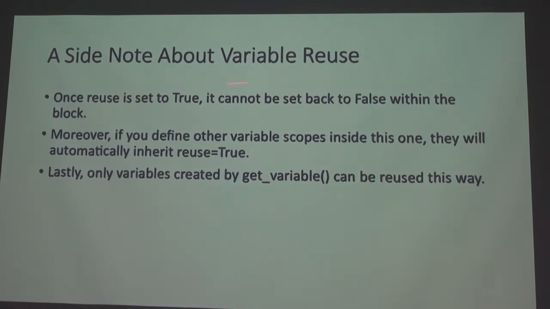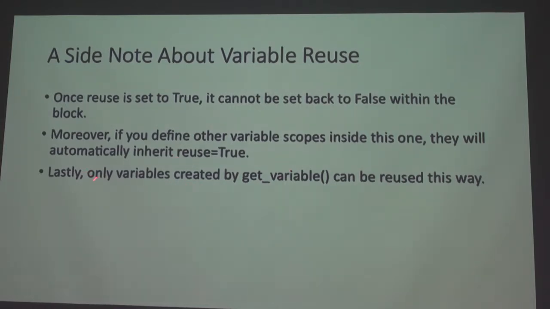But for variable reuse, there are some limitations you need to remember. Once reuse is set to True, it cannot be set back to False within the same block. Also, you can define another variable scope within a variable scope. If you set reuse to True in a certain variable scope, the variable scopes defined inside it will automatically inherit reuse as True.